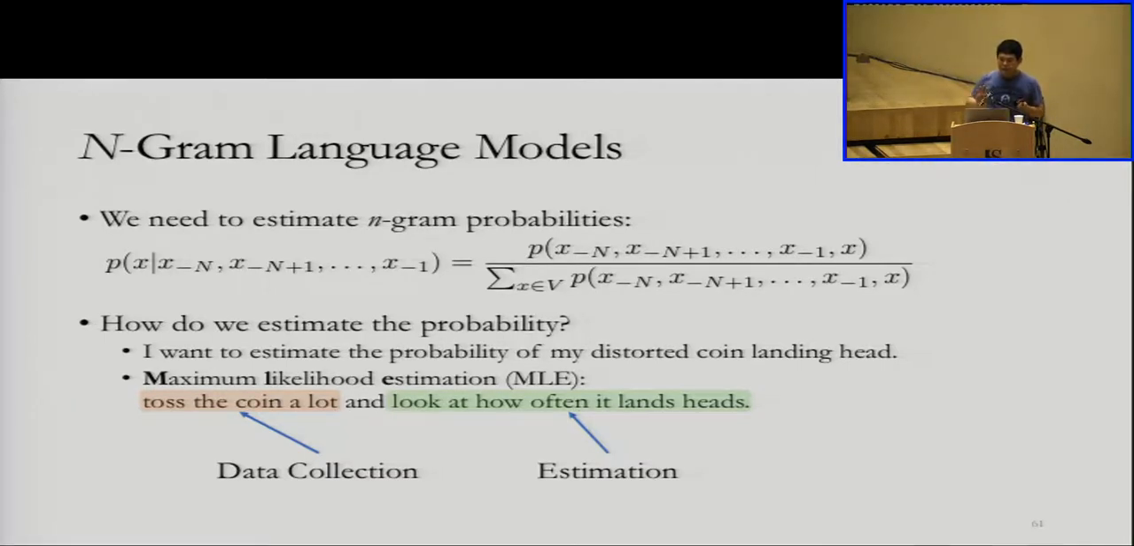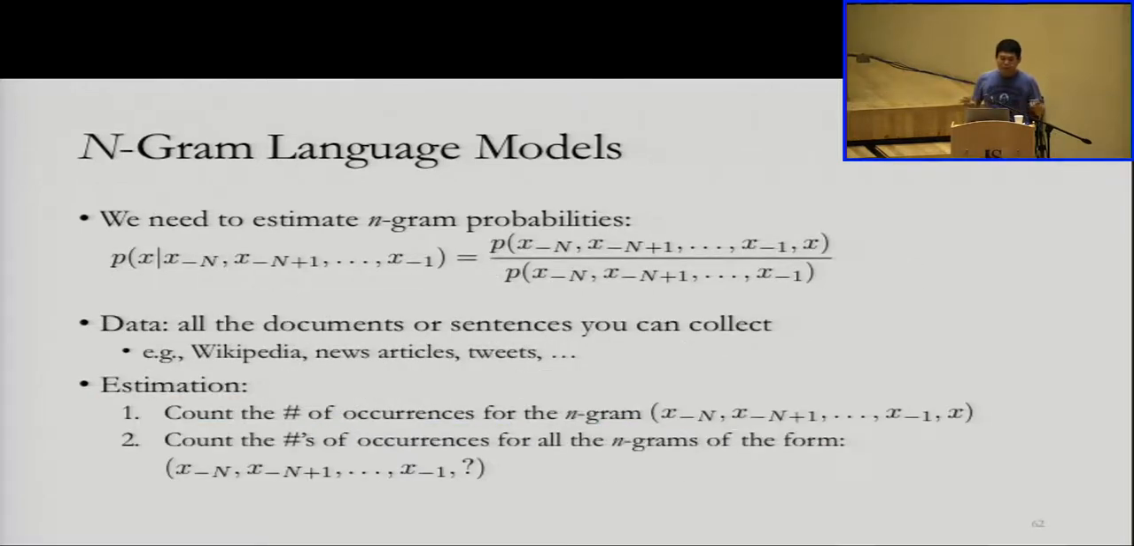We can do the exact same thing for an n-gram language model as well. First, we collect the data by crawling Wikipedia, news articles, tweets, whatever resource is available out there. That's your data collection. It's almost like the entire humanity collectively tossed a coin for us, right? So that's really great. We have all that data, and now we need to estimate it.